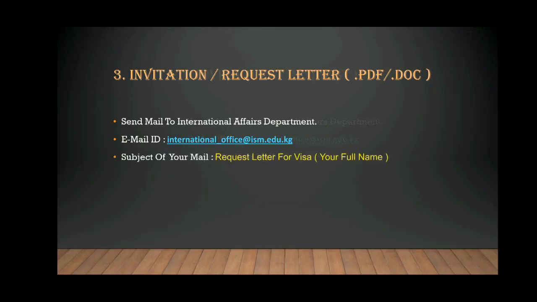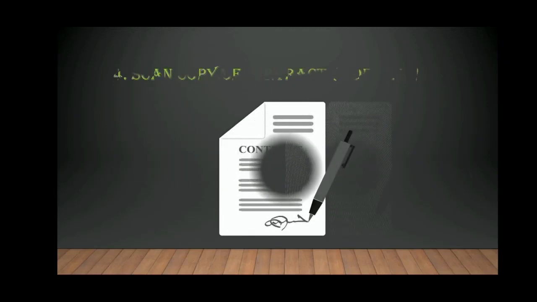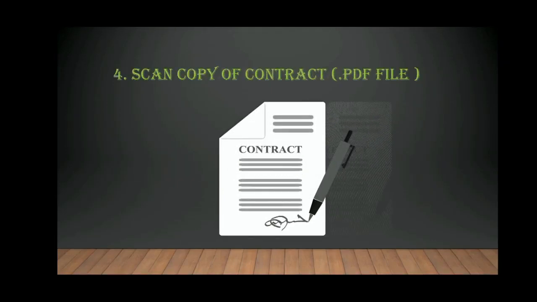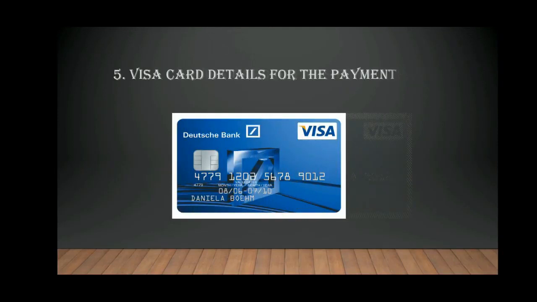In the description of mail, students should have to give following details. First, full name. Second, passport number. Third, nationality. And fourth, semester and group number. The fourth requirement is scan copy of contract. The fifth requirement is visa card details. You will need this for making your payments.